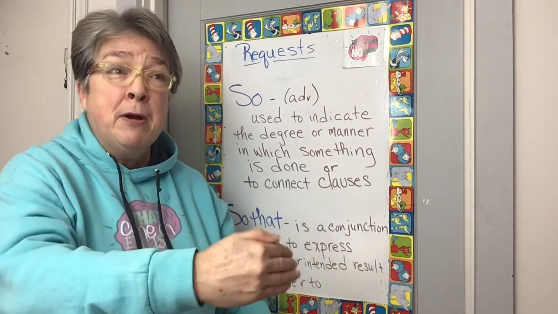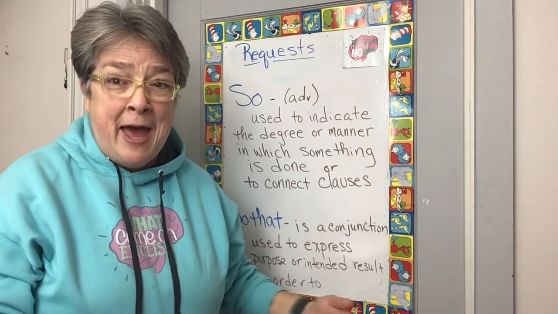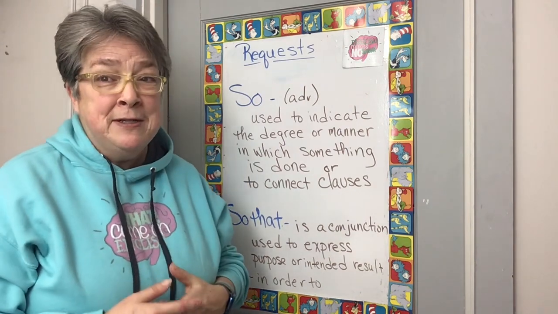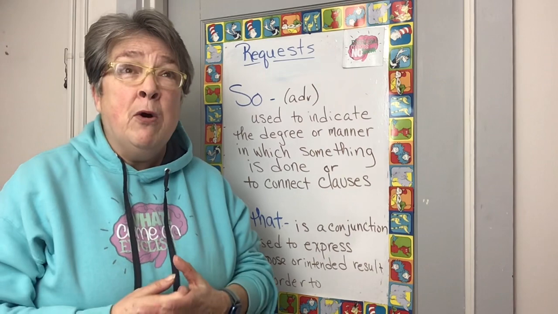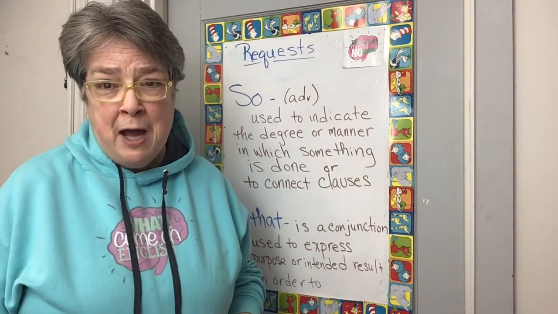Or many people are eating healthier so that they can lose weight. Got it? The intended purpose is to lose weight. So that. "So" is used to indicate the degree or manner in which something is done. We worked so hard. Or I am so happy. Extremely happy. Worked extremely hard.